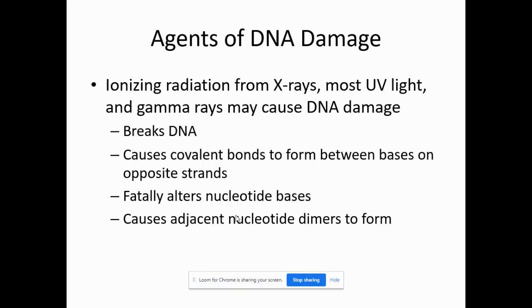All right, so what can cause DNA damage? You have radiation. Ionizing radiation from X-rays, most UV light, and gamma rays may cause DNA damage. When we talked about the electromagnetic spectrum and photosynthesis, did X-rays, UV light, and gamma rays have short wavelength or long wavelength? These were shorter wavelength energy. As we said, the shorter the wavelength, the more power it has. So these are some very powerful radiation waves, and that can cause DNA damage.